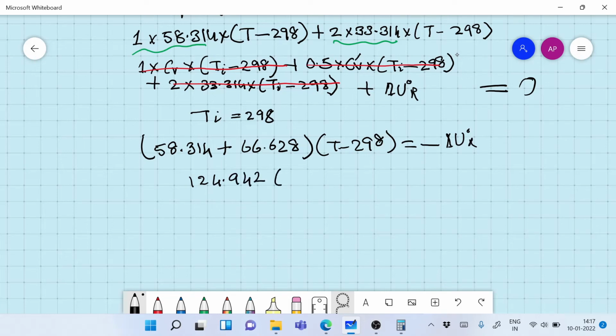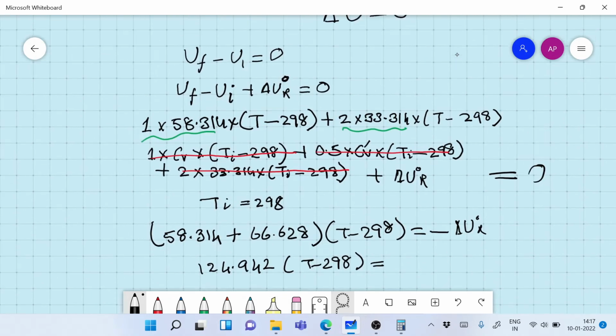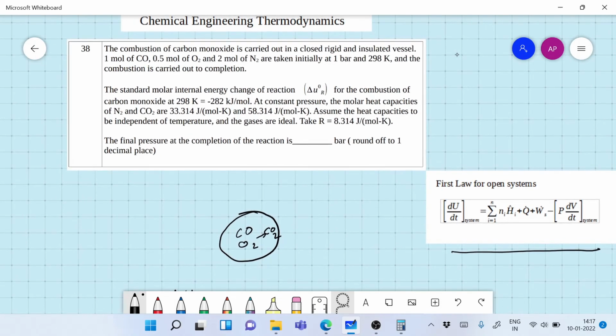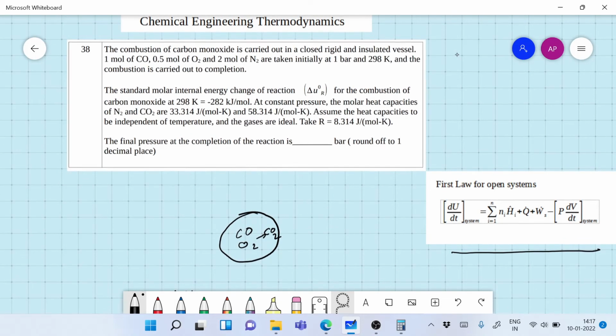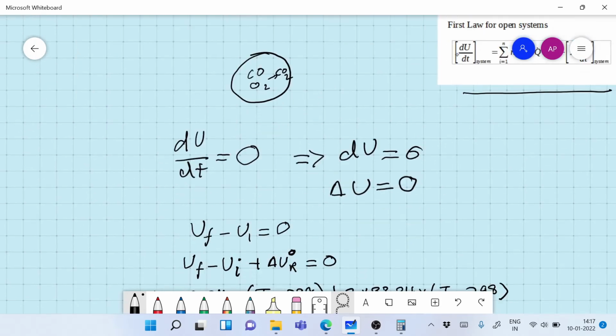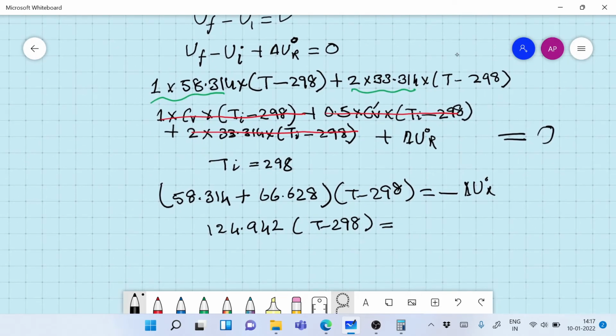124.942 into T minus 298 is equal to, the value that we are given for delta H of reaction is minus 282 kilojoule per kmol. So that's going to be plus 282 into 1000 joule per mole of reaction. Remember, it's for a mole of reaction. A mole of reaction is when 1 mole of carbon monoxide gives you 1 mole of carbon dioxide. So that's fine.